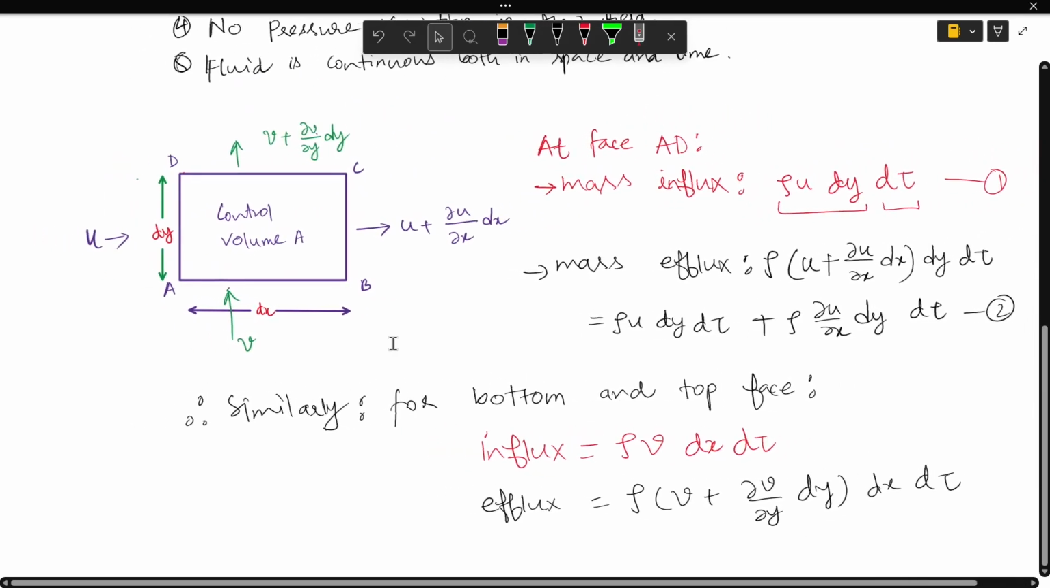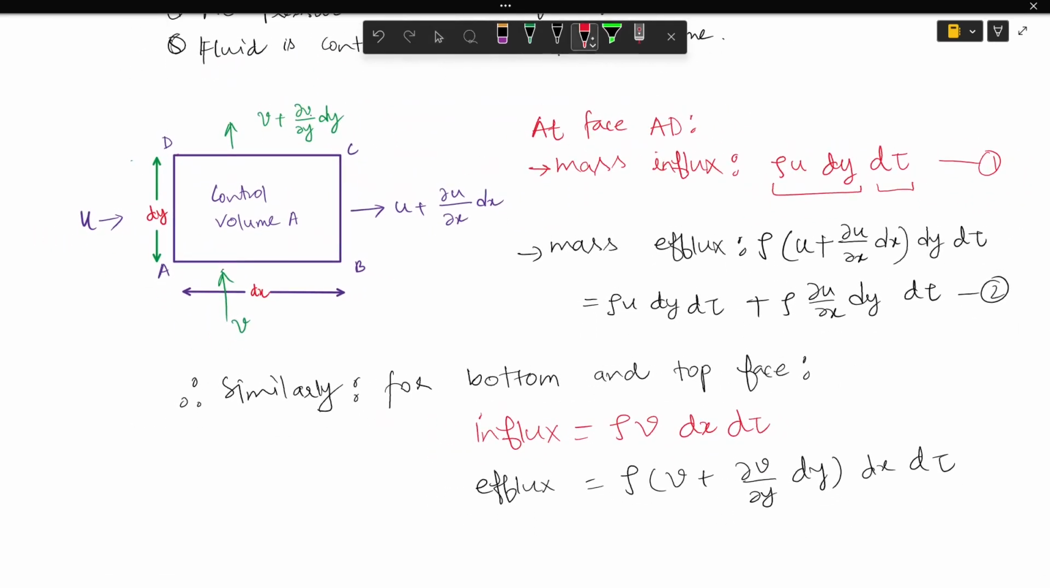Hopefully it's visible now. Okay, so now let's take a look at phase AD. Here we have some mass influx, which is getting in. The value of the velocity is small u. So what will be the value of the mass influx? That is basically rho u dy dt. See how I can write it, right? Let us just derive it.